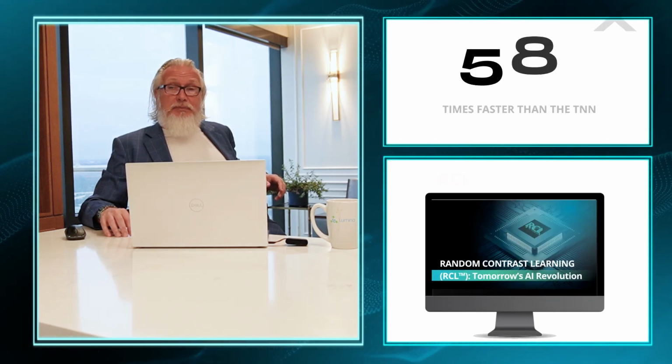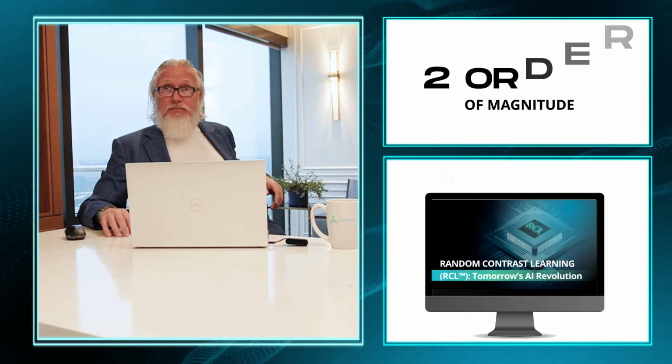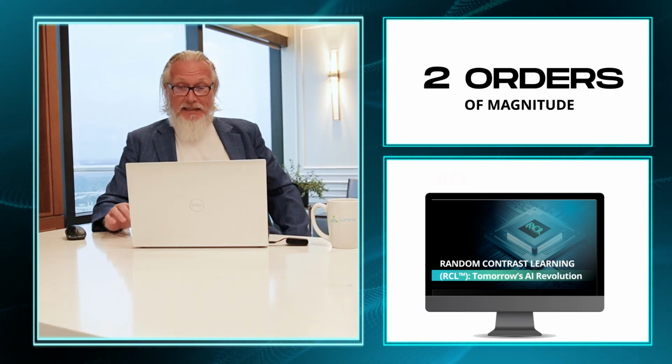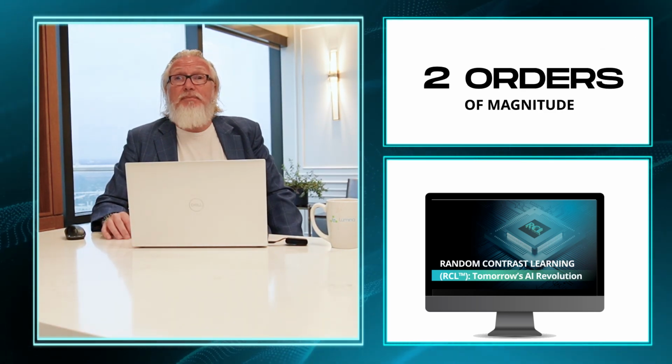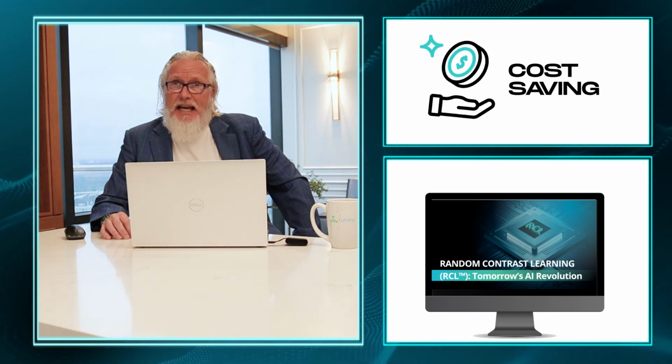TNN, the Transformer Neural Network, has now finished and the results are in. We notice that the RCL system completed training in a fraction of the time. To be precise, two orders of magnitude. In addition to speed, there's a significant difference in power consumption. The RCL system consumed 99% less power than the Transformer Neural Network. This is obviously a substantial cost savings when deploying large language models.